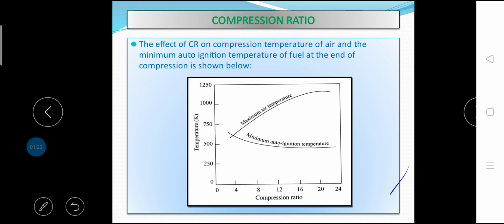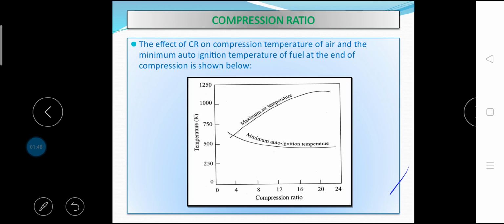This results in a closer contact between the molecules of fuel and oxygen, reducing the time of reaction. The increase in the compression temperature as well as the decrease in the minimum auto ignition temperature decreases the delay period. The peak pressure during the combustion process is only marginally affected by the compression ratio.